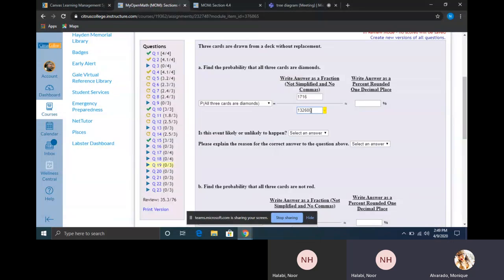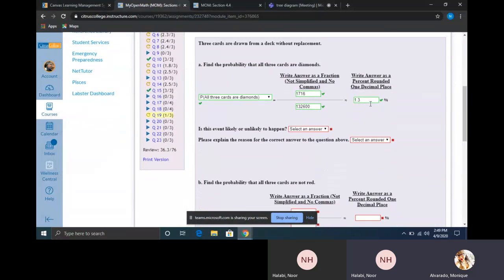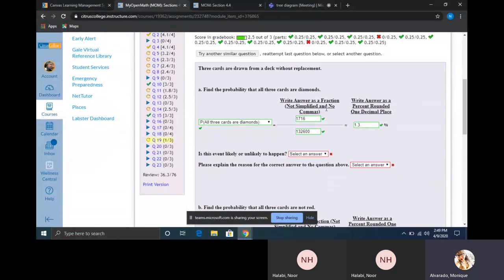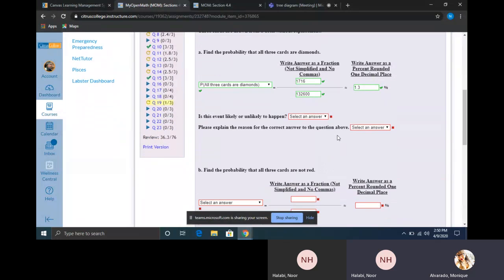Sorry, 132,600. I'm just going to see. Yeah, it actually simplifies to 11 over 850. Oh, okay, nice. I noticed right here though, it says the right answer is a fraction, simplified, and no commas. Okay, well, we're good. I didn't realize that till right now.